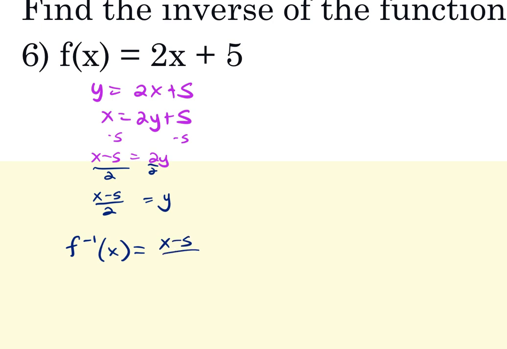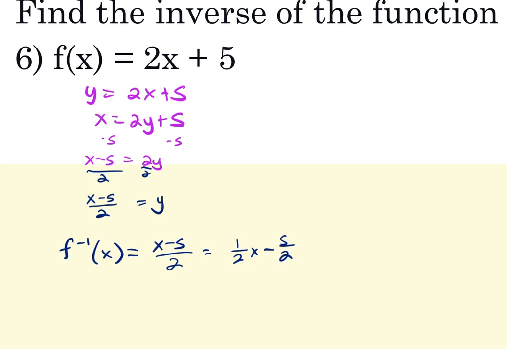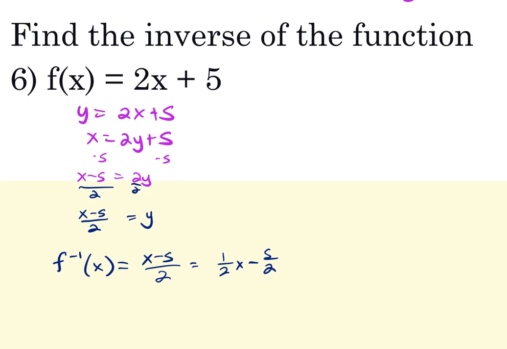You can leave it as x minus 5 over 2, or you could make it 1/2 x minus 5/2, or minus 2.5 if you had to graph these. So if it said to graph the original and its inverse, then you'd have to split it up like that. But as far as finding it, either of those answers would work.